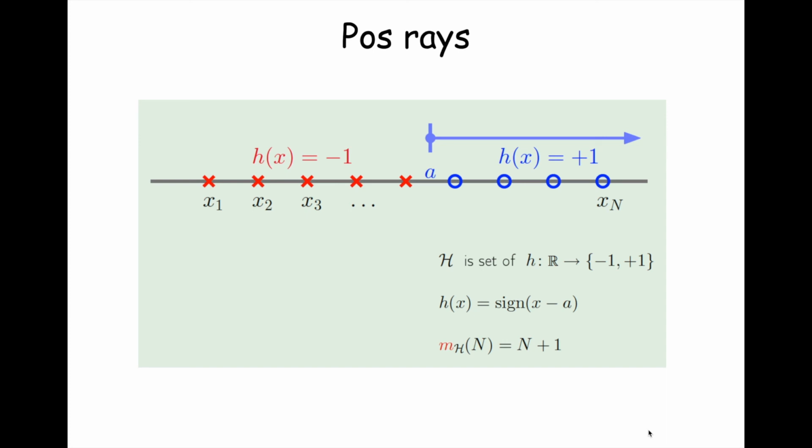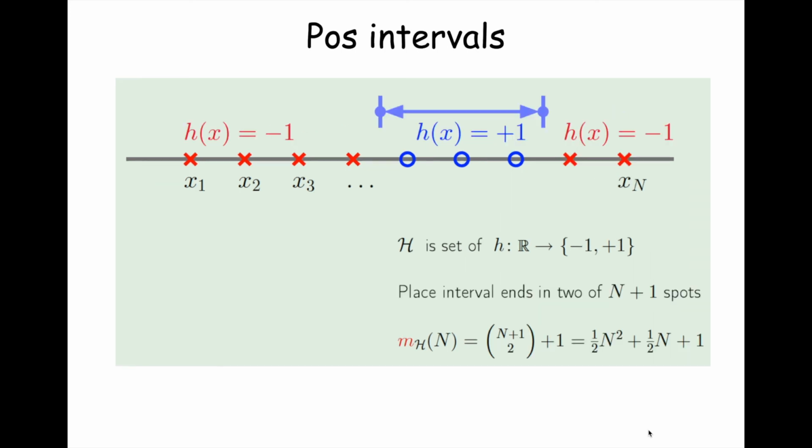Okay, so this is a very simple hypothesis set. And you'll notice here that there's only one parameter really that we can modify, the anchor point A. All right, does that make sense? So let's take a look at something that's a little bit more complex. Let's look at the so-called positive intervals.